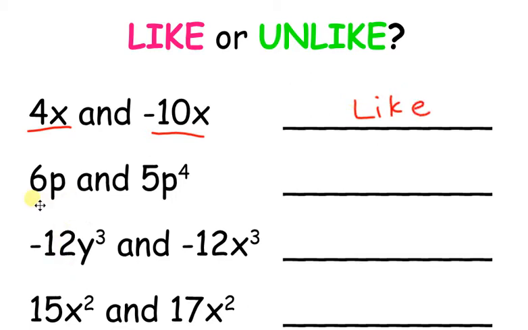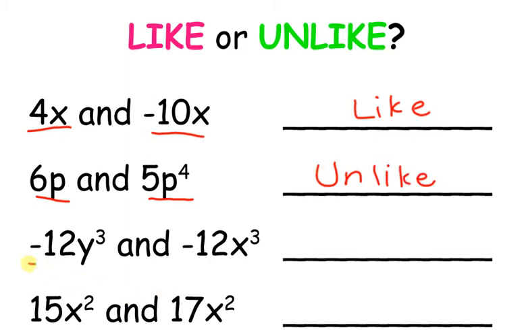Let's try this one. 6p, 5p to the 4th power. Check your two rules. Do they have the same variable? Yes. Do they have the same exponent? This one doesn't have one. This one is p to the fourth. So these are unlike terms.